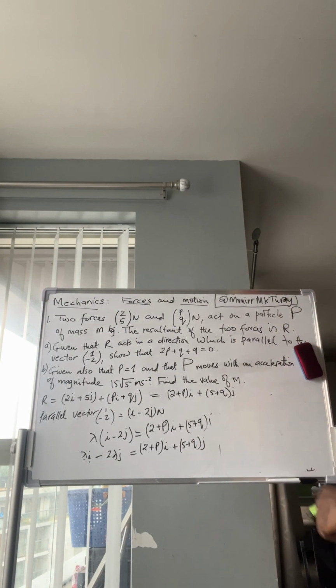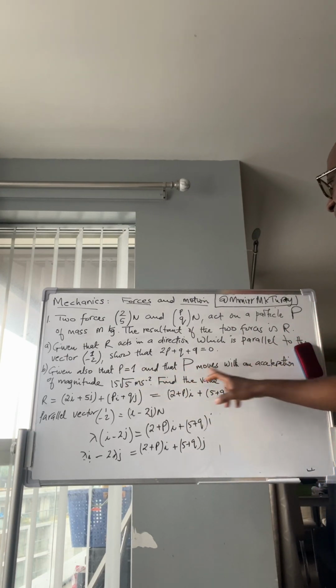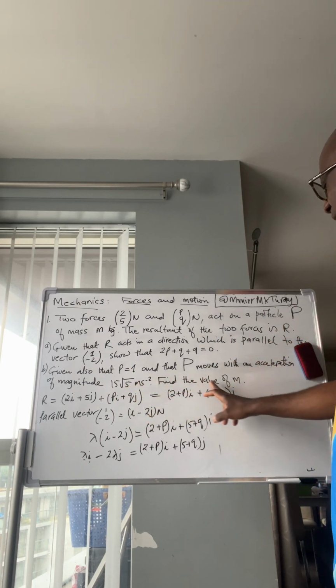So let's carry on. Now the second part says, given also that P equals 1 and that P moves with an acceleration of magnitude 15.5 meters per second, find the value of M.